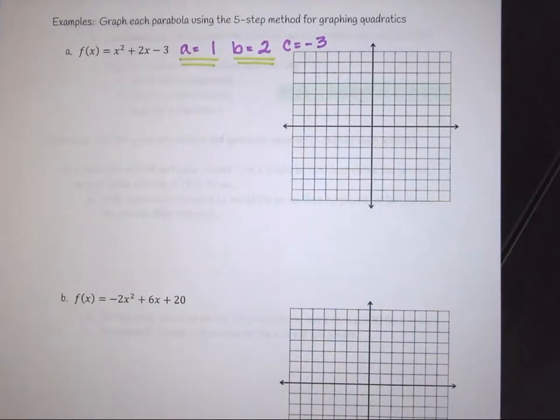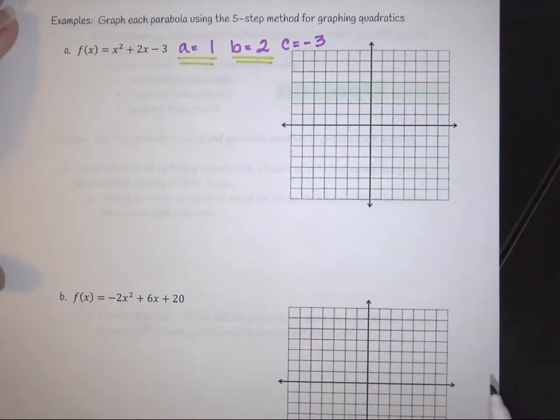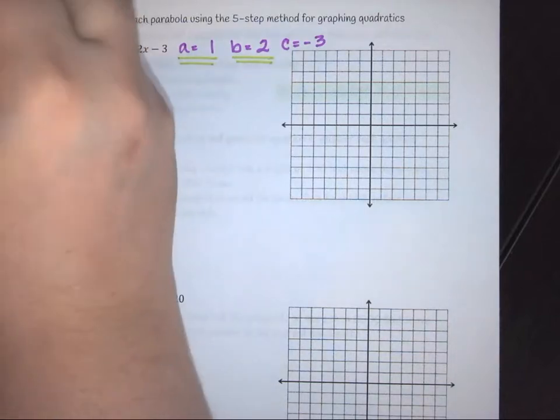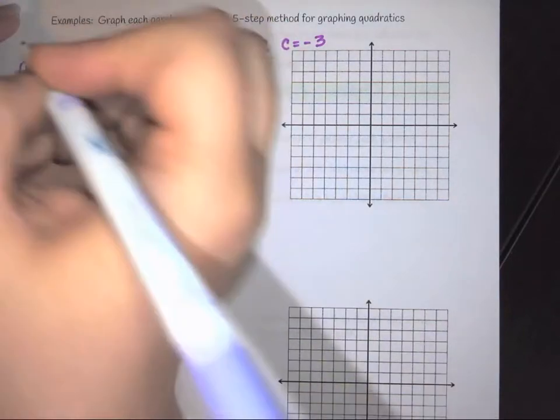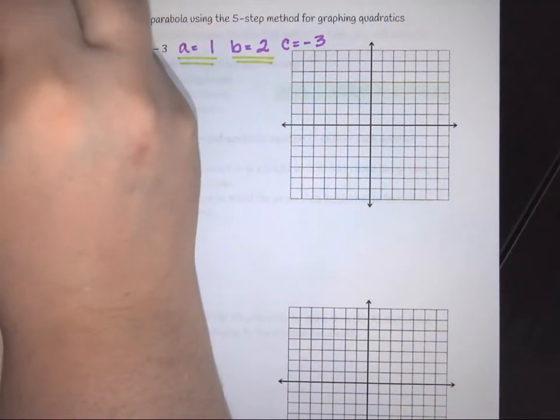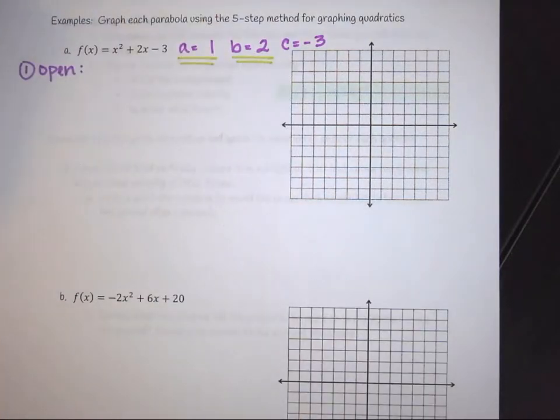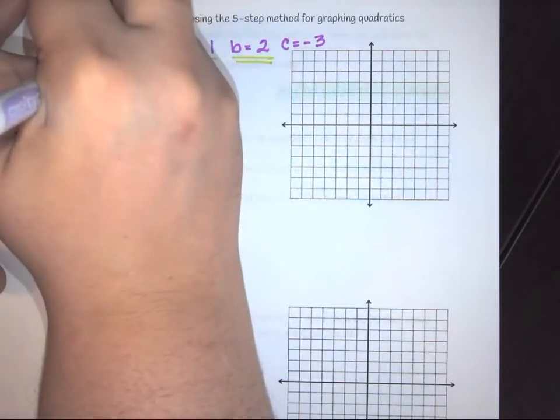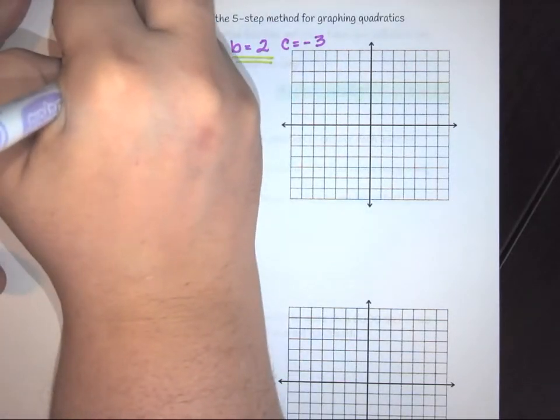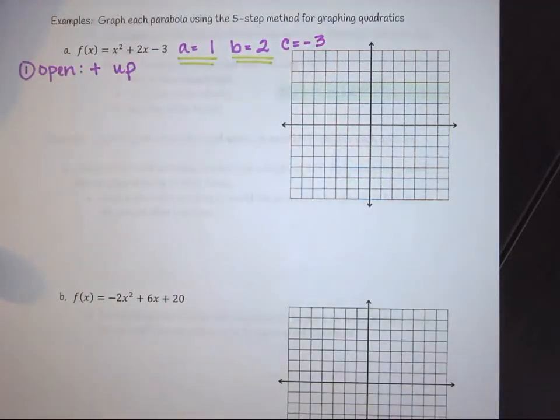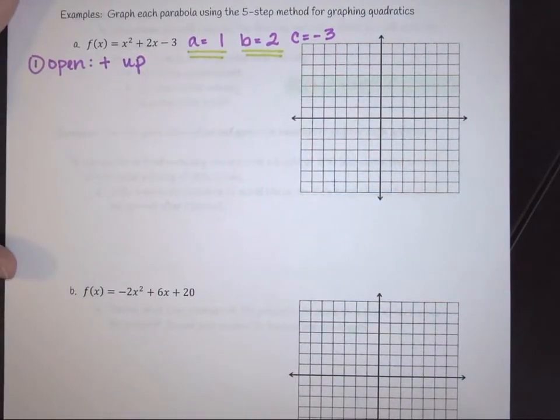So we have to look at setting this up. Okay. So first and foremost, we need to know, how are we going to open? So is my A term positive or negative? Well, in this case, it is positive, which means we are going to open up. So that is the first step, is knowing the direction of your arrows.